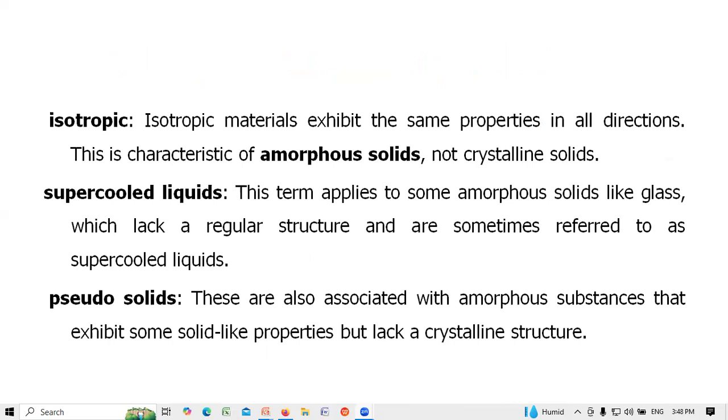Isotropic means the material shows the same properties in all directions. That is a characteristic of amorphous solids, but not shown by crystalline solids. Supercooled liquids: this term applies to some amorphous solids like glass, which lack a regular structure and are sometimes referred to as supercooled liquids.